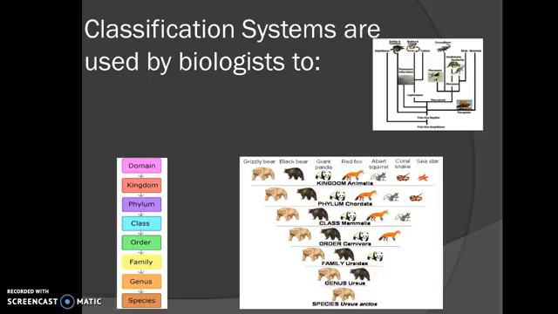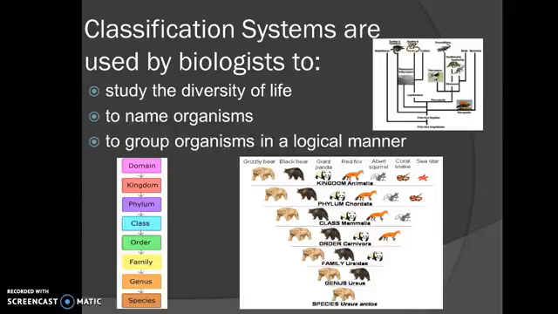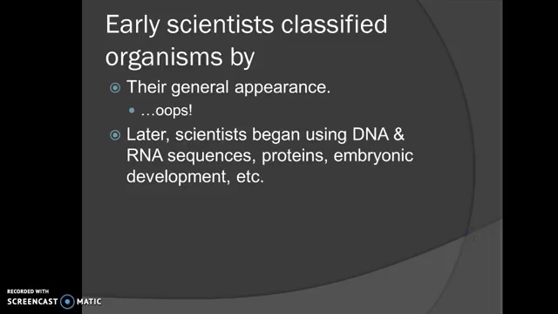Here we go. Classification systems are used by biologists to study the diversity of life, to name organisms, as simple as naming them, and to group them in a logical manner. You can see all these beautiful animals, these beautiful examples of groupings. You can go very broad, where it's going to incorporate a lot of different organisms, all the way down to the very specific, where you get down to just one. Early on, scientists would classify them by their general appearance. Later on, we now use DNA and RNA sequences, similar things that we use for the evidence of evolution. So proteins, embryonic development, similarities, things like that.